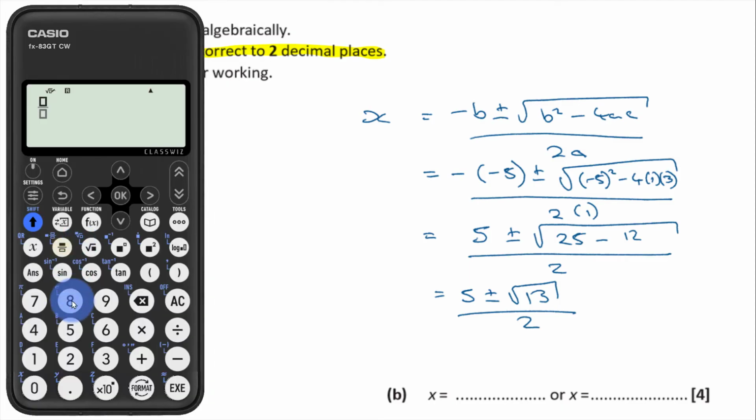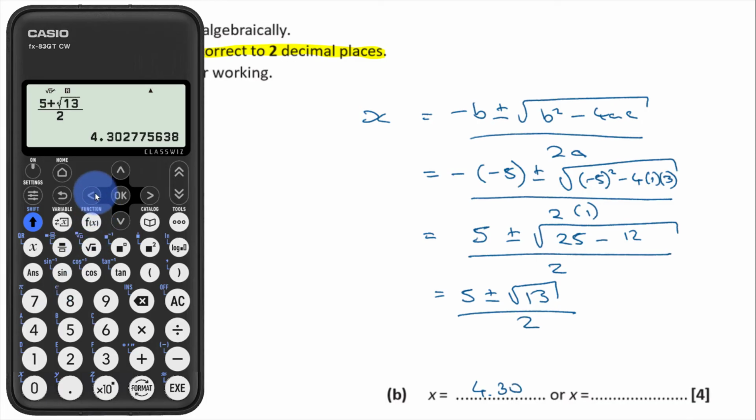Okay, so I'm going to type in the fraction key, and then I'm going to write 5 plus root 13 on the top, and then I'm going to divide it by 2 on the bottom like that. So the positive solution, that's given me 4.30 and change, which I'm going to round off to 4.30.